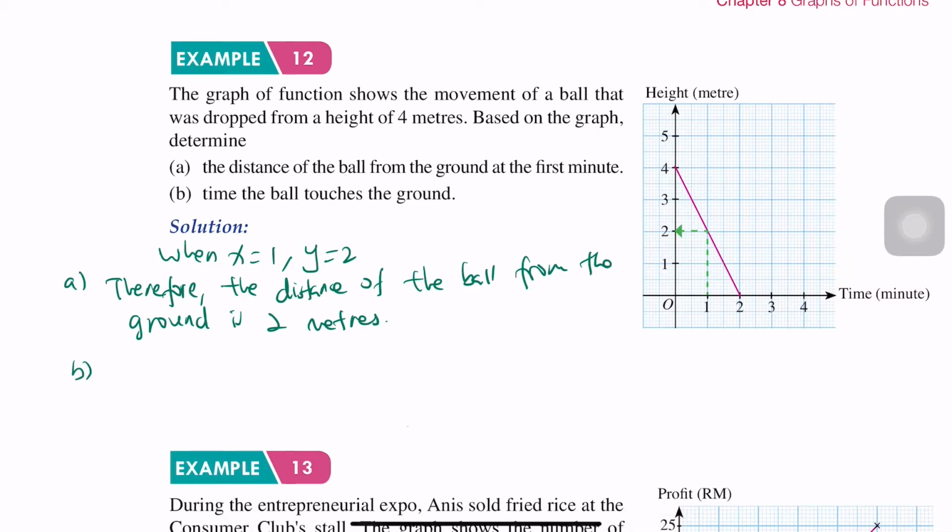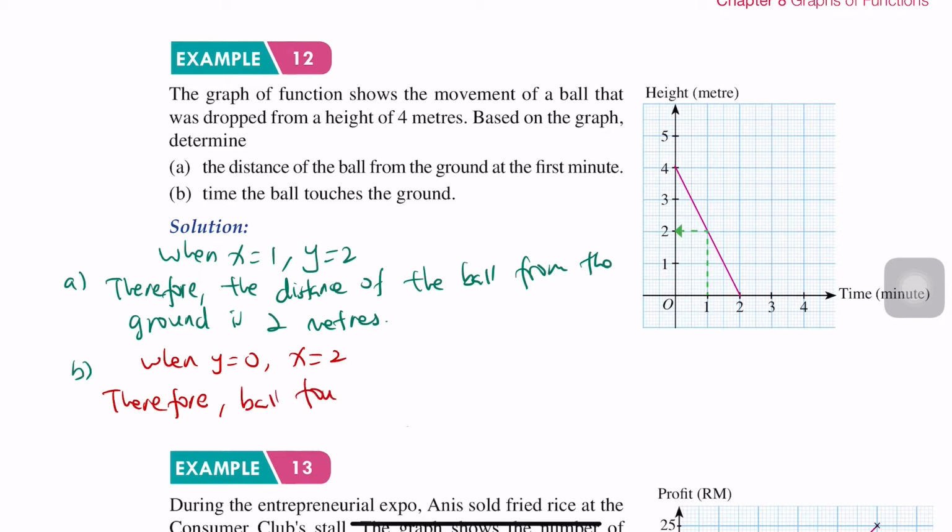Next, B, time when the ball touches the ground. So when the ball touches the ground, it means the height is 0, right? So look over here, height, look for 0. Where does the line cross? So x equals 2. So we can say that when y equals 0, x equals 2. So the conclusion is, therefore, the ball touches the ground at the second minute.